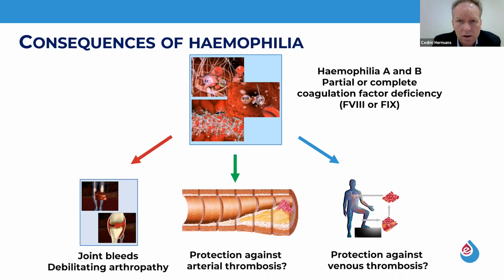And the question is, are our patients with hemophilia A or B protected against thrombosis? This could be arterial thrombosis or venous thrombosis. And these are important questions when considering how to manage these patients when they are at risk of arterial or venous thrombosis.